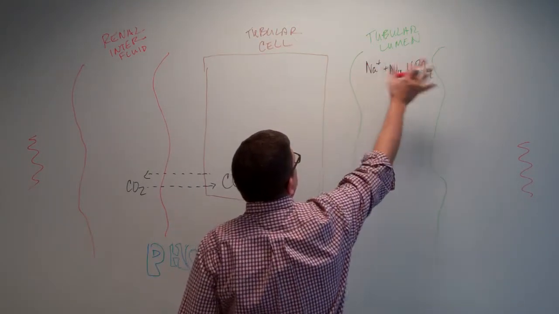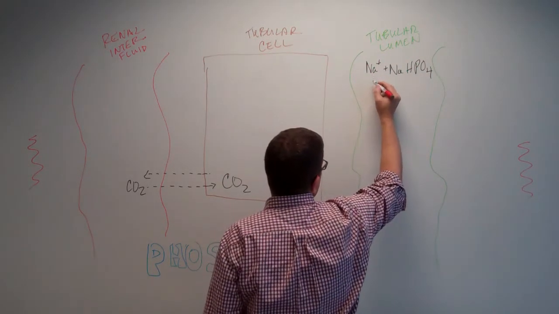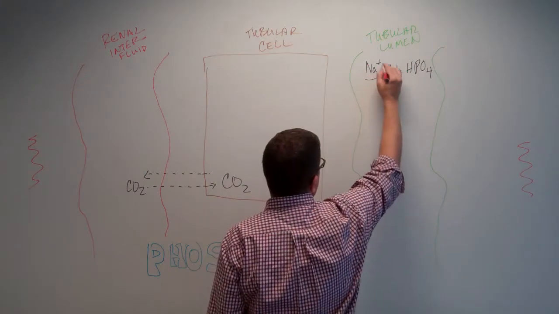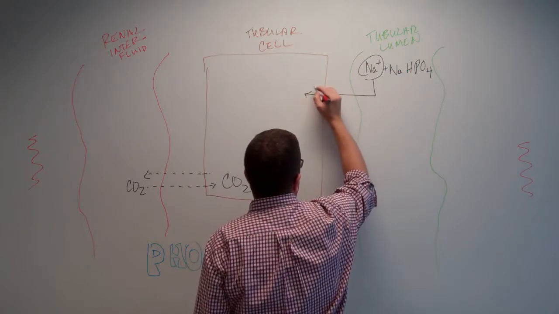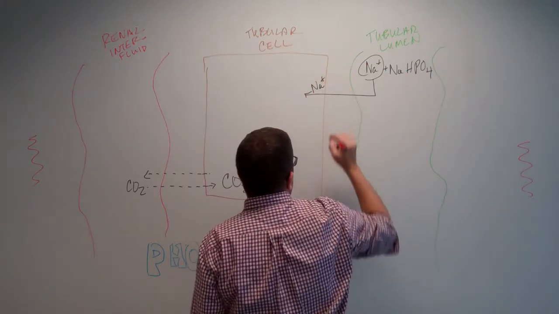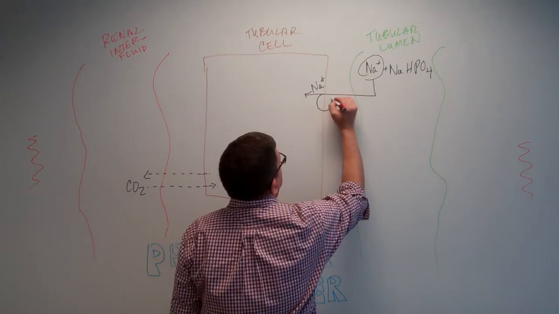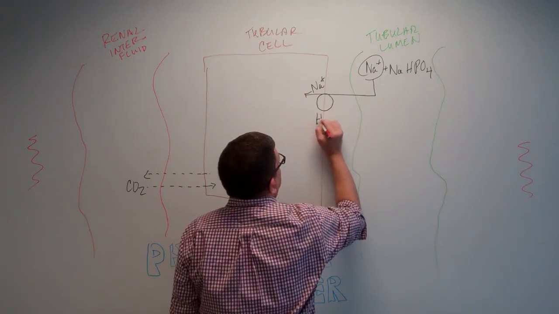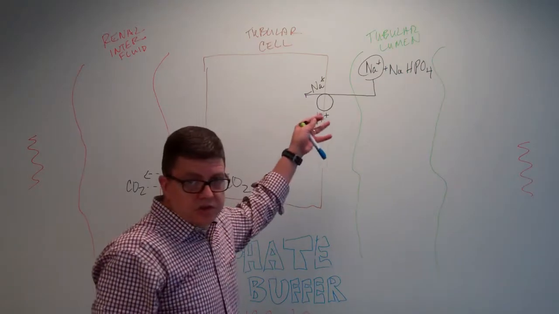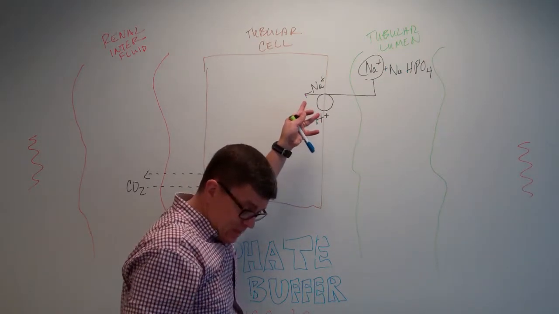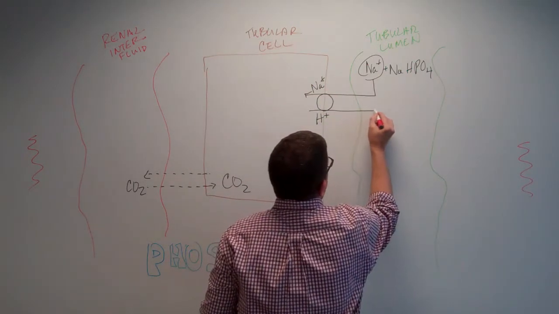So what happens with this sodium plus sodium phosphate up here? This sodium ion heads over here. Why? Because it's exchanged with hydrogen, and we'll talk about where the hydrogen comes from in just a second. This is a protein transporter that does this exchange across the membrane of the tubular cell. So the sodium comes in, the hydrogen goes out.